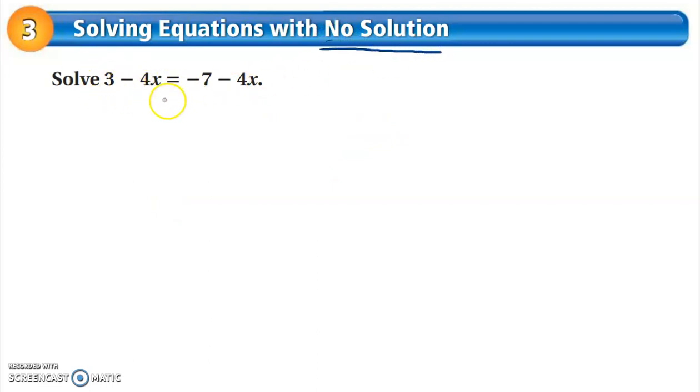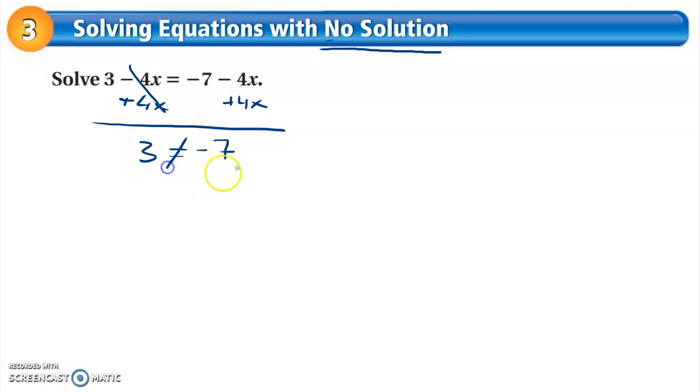All right. Solving equations with no solution. Sometimes you might end up with something that you can't solve. There's no solution. For example, here, if we have 3 minus 4x is equal to negative 7 minus 4x, well, I would eliminate the variable term on one side by adding 4x to each side. And then I'm left with 3 is equal to negative 7. Is that true? No, 3 does not equal negative 7. So we say there's no solution. That's our symbol for it. Or we write no solution.